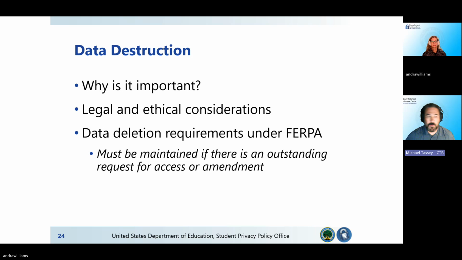So why is data destruction important? Well, it can be important for several reasons. First, there may be a legal requirement to get rid of it, right? Either through state or local regulations, and there may be requirements to hold on to that data. But there are other considerations as well, right?